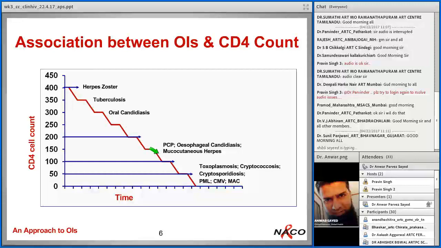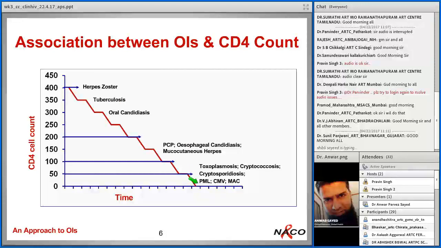Similarly, there are some other OIs like Toxoplasma, cryptococcosis and cryptosporidiosis, which you will see if the CD4 count is less than 100. It is not a rule, but more commonly this happens when the CD4 falls below 100. And some of the OIs like cryptosporidiosis, you will very rarely see if the CD4 count is good. So almost you will never see it.